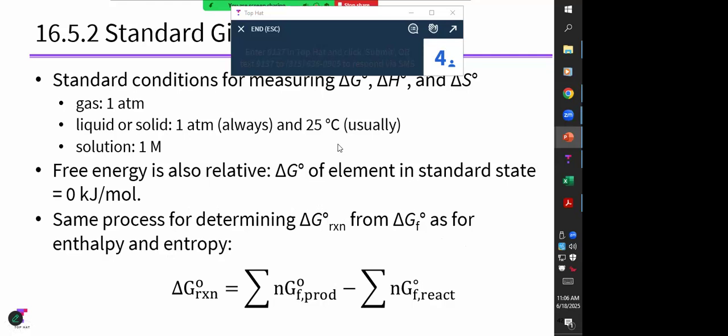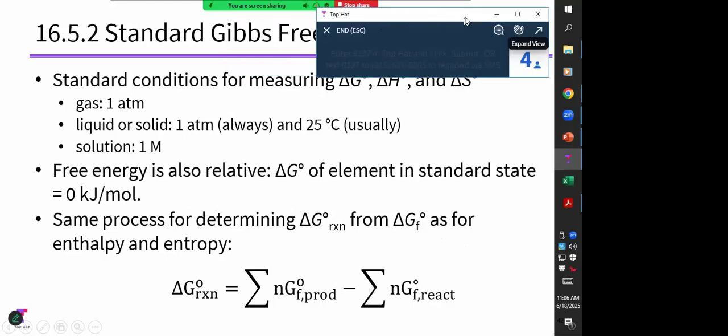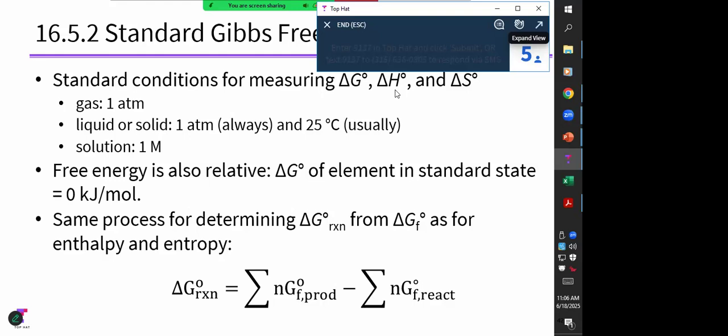All right, so last thing, and then we'll take a short break here. Like we have seen with enthalpy and entropy, there is a standard version of delta G. That's where we use the little degree symbol. And again, standard conditions: 1 atmosphere, 25 degrees Celsius, 1 molar concentration if it is a solution.